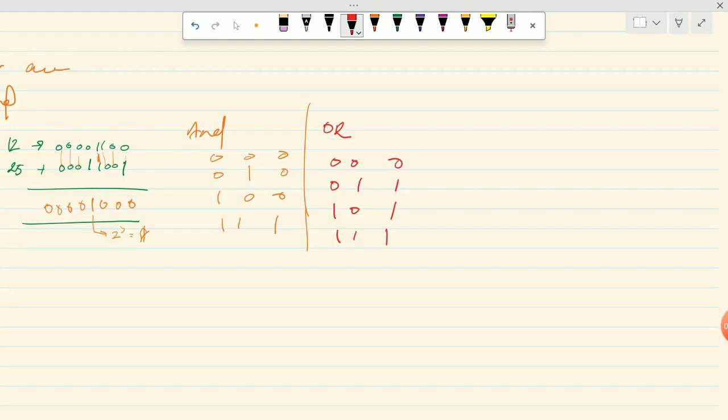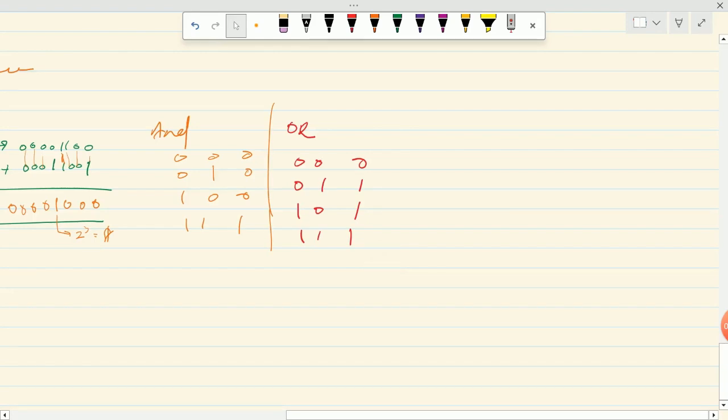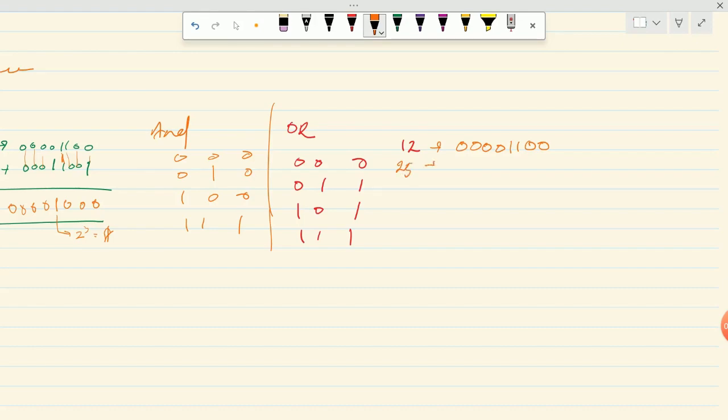If you are doing OR on the numbers, what will happen? For 12 it is 0 0 0 0 1 1 0 0. For 25 it is 0 0 0 1 1 0 0 1. If you are doing bitwise OR operation for this, the result is 0 0 0 1 1 1 0 1. If you convert this into decimal, it is 29.